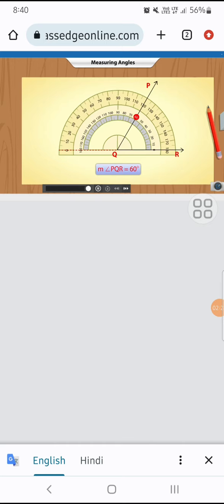See, it is very simple to use the protractor to measure angles.